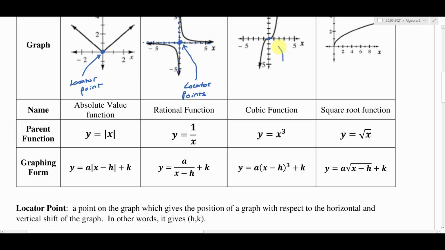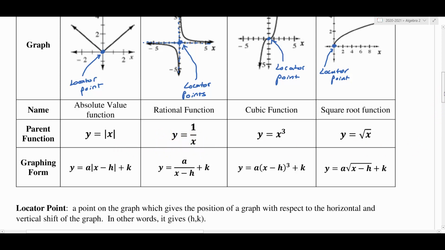I'll draw an arrow to that, so that is our locator point there. And then on the square root function, the locator point is where the function begins or ends, however you want to look at it. It is essentially at this stopping point right here, where the curve starts to go. So this is our locator point for a square root function. And like I said, all of them are located at the point (0, 0) right now, because none of these graphs have been moved around. None of them have been stretched or had anything done to them. These are all the graphs of the parent functions that I described here.